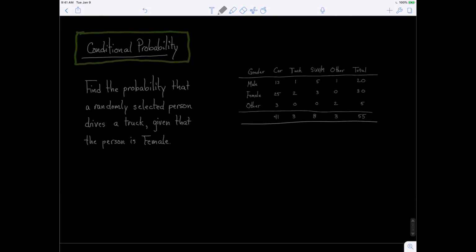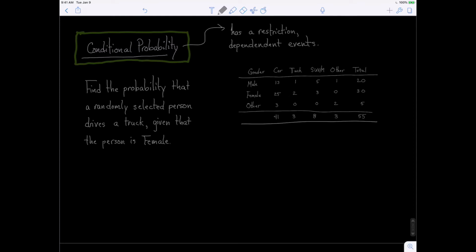So a conditional probability is one that has a restriction. And as a result of the restriction, it creates a dependent event. Dependent events.